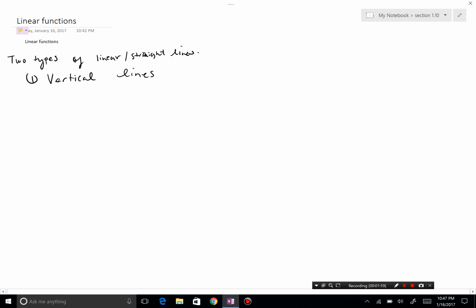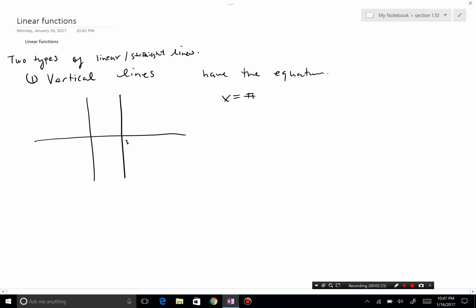Vertical lines don't really have slopes. They do have slopes, but their slope is undefined. And why is that? Let's say I were to draw this line for you right here, and this is going through the point 3, 0. Then vertical lines have the equation x equals a number. Simple as that. So what's the equation of this one? x equals 3. It's really, really simple.